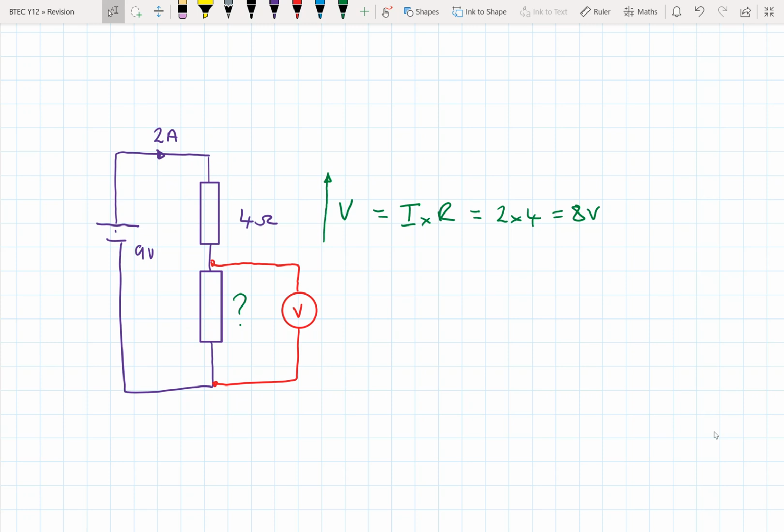9 volt supply. So it doesn't take a genius to work out that there's only going to be 1 volt across that lower resistor. Now that we know there's 1 volt across that lower resistor, we could go that step further and work out the resistor value. So 1 volt divided by the 2 amps flowing through it gives us half an ohm. And I think that's about it.